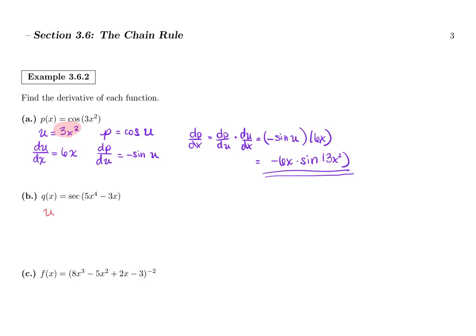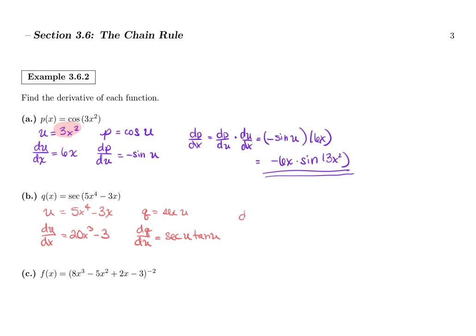For q, we're going to let u equal 5x to the fourth minus 3x. So du dx is 20x cubed minus 3. That makes q, in terms of u, be secant of u. And dq du would be the derivative of secant, which is secant tangent, so secant u tangent u. Sorry, I wrote p's; those should be q's. I was stuck on the last problem. So they should be dq du, and q should be secant of u.